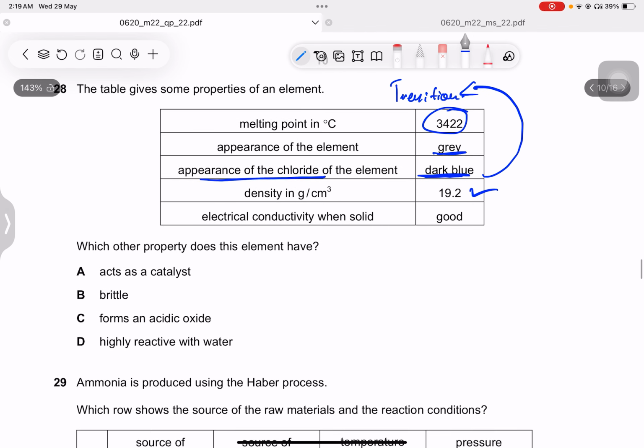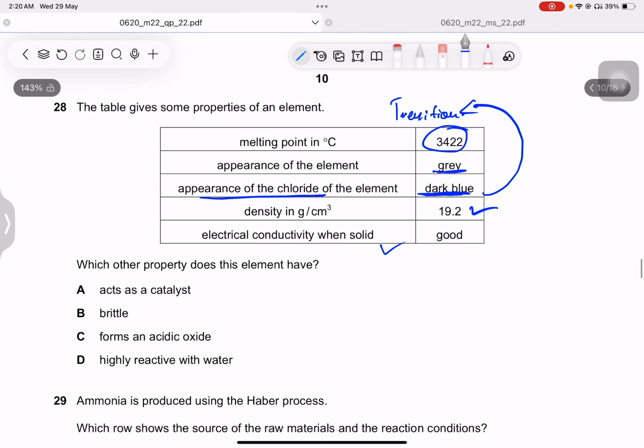Next, the density is also very high and it conducts electricity when it is solid, so it can be nothing except a metal. So we recognize that it is a transition element because of its colored compound and other things. So what other property do transition elements have? They're brittle? No. They form an acidic oxide? No. They form basic oxide because metal oxides are basic. They react highly with water? No. Because they're not that reactive, they react slowly with hot water.